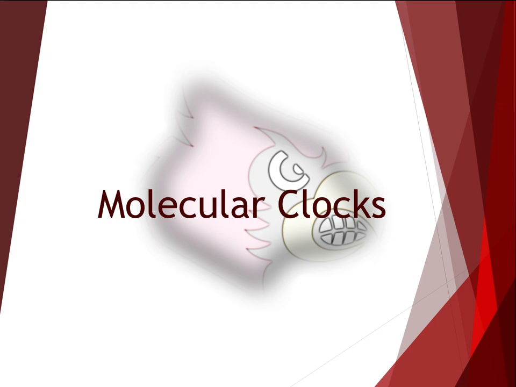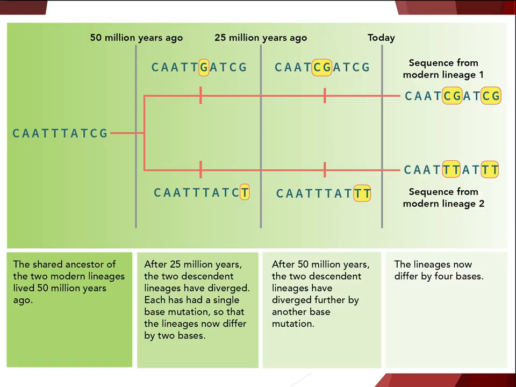Molecular clocks. Molecular clocks are techniques that use genetic mutation rates to determine historical time when divergence of species occurs. There is some evidence that some evolutionary changes take place at the molecular level in a clock-like fashion. Over millions of years, random mutations build up in any given stretch of DNA at a fairly constant rate.